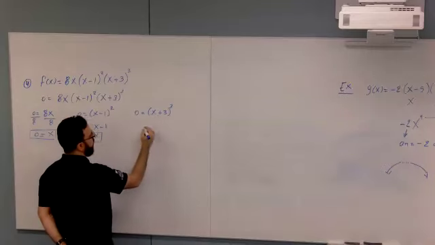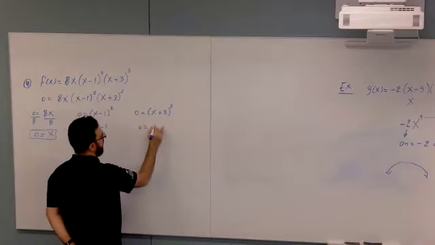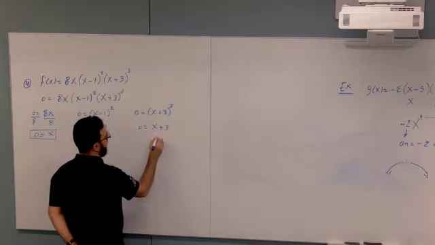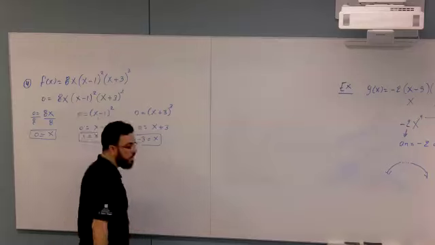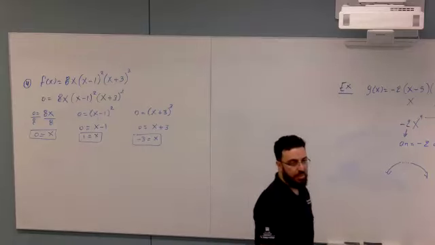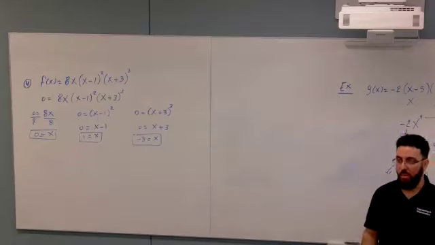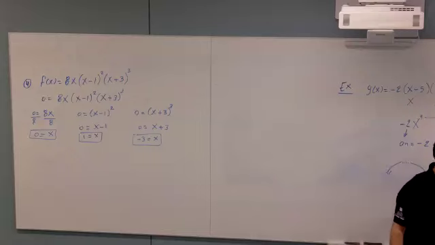Here, take the cube root of both sides. 0 equals x plus 3. That means x equals negative 3. So how many zeros do we have? 3. Okay. Now, our goal is to do what on the last example.